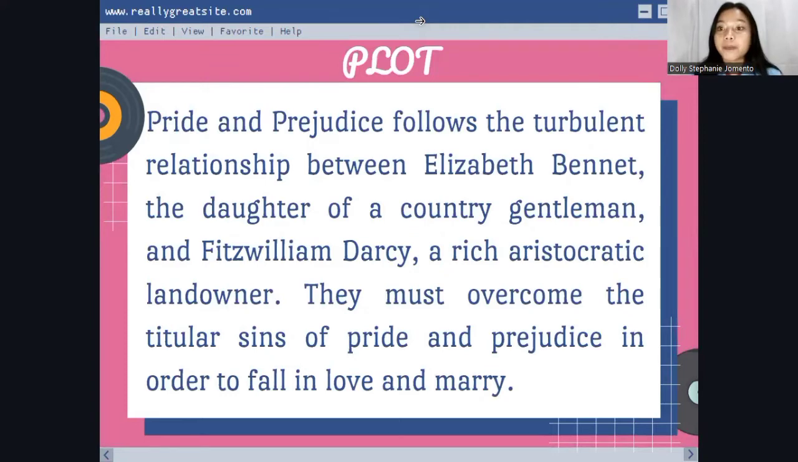So we have here the plot. Pride and Prejudice follows the turbulent relationship between Elizabeth Bennet, the daughter of a country gentleman, and Fitzwilliam Darcy, a rich aristocratic landowner. So they must overcome the titular sins of pride and prejudice in order to fall in love and marry.